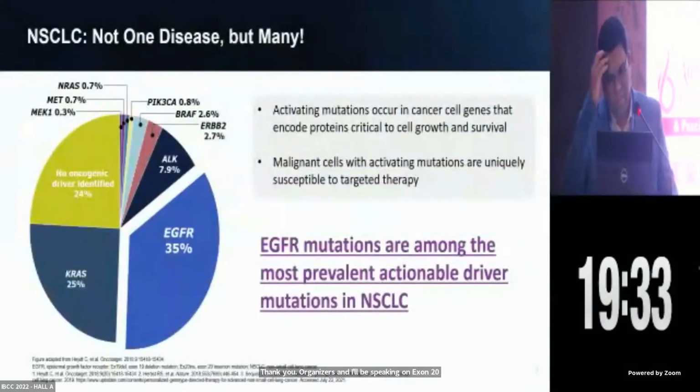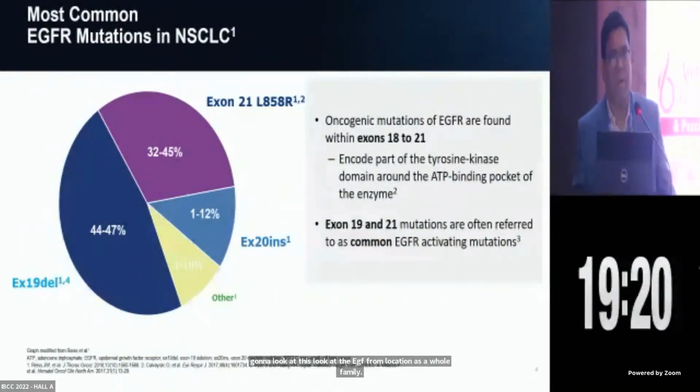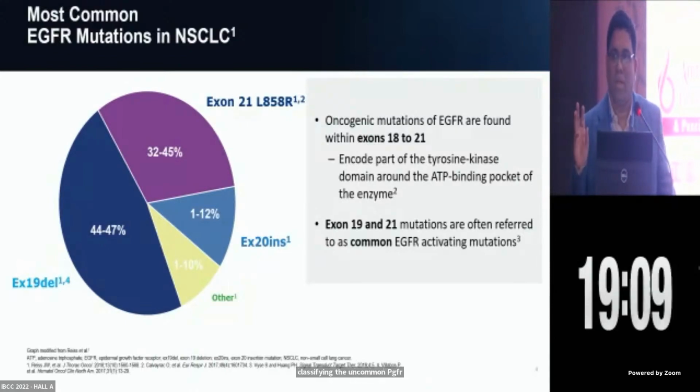We all know that EGFR mutations are one of the most prevalent driver mutations. When you look at the EGFR mutation as a whole family, exon 20 insertions come anywhere between 1 to 10% of the whole mutation rates. It's interesting that if you start classifying the uncommon EGFR mutations, in most of the papers, exon 20 insertions comprise at least one third to one fourth of the uncommon mutations.